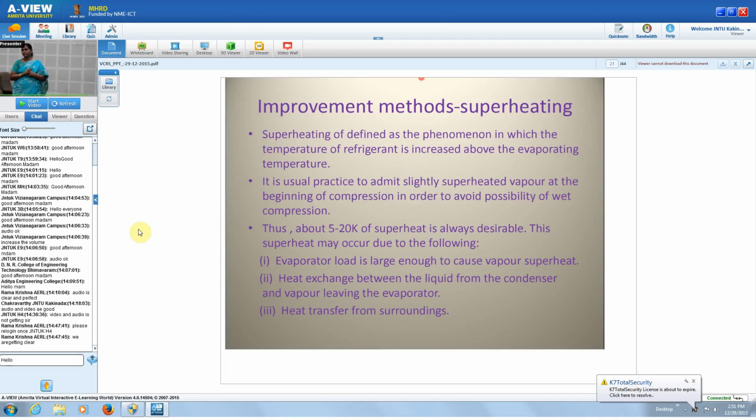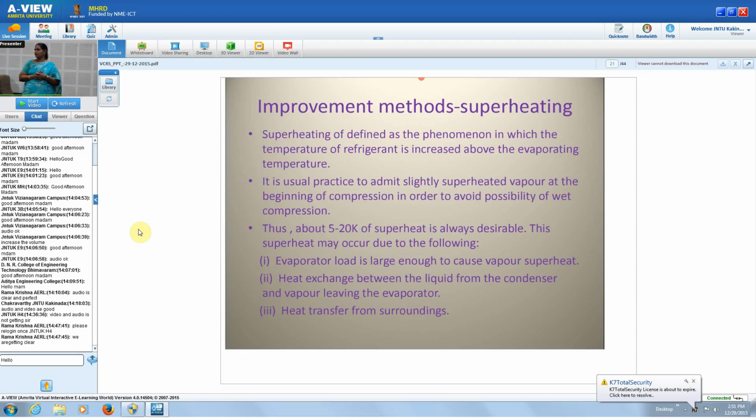How to improve the COP. So COP can be improved or increased if the refrigerating effect is increased or the work input is decreased. So one method of increasing COP is superheating. Superheating is nothing but at the suction of the compressor, if the refrigerant is in the superheated state, so that is dry compression, then in that case the refrigerating effect produced will be more.